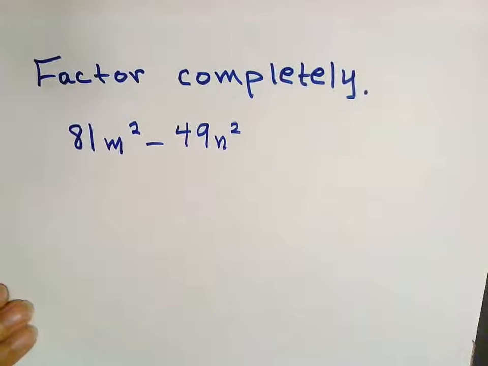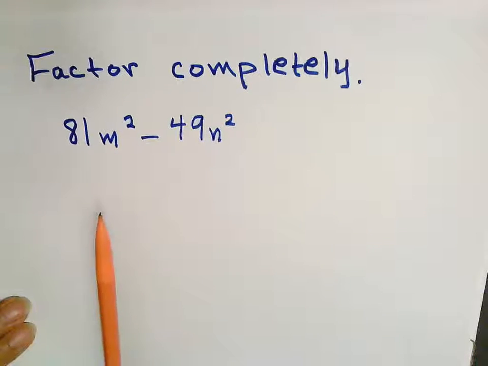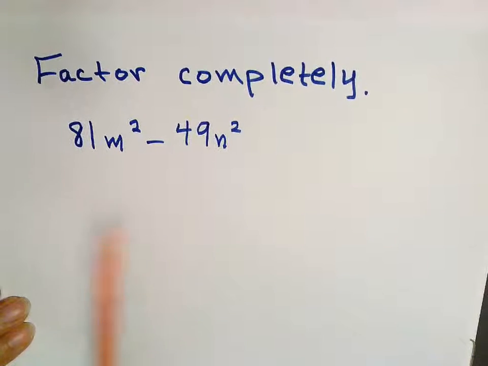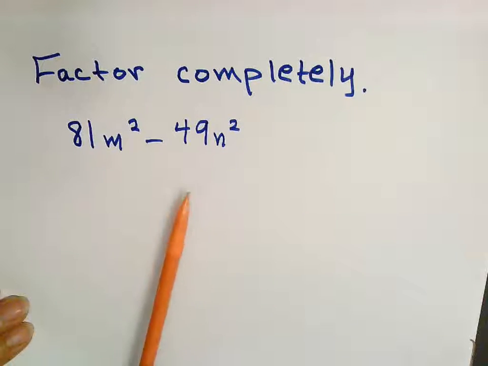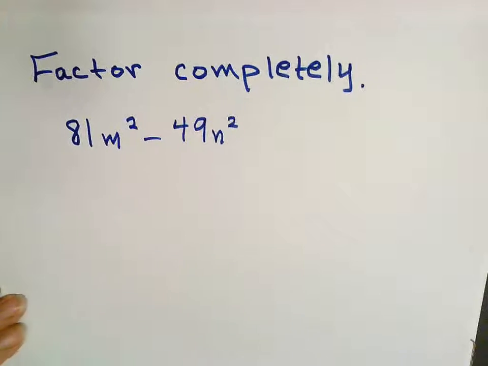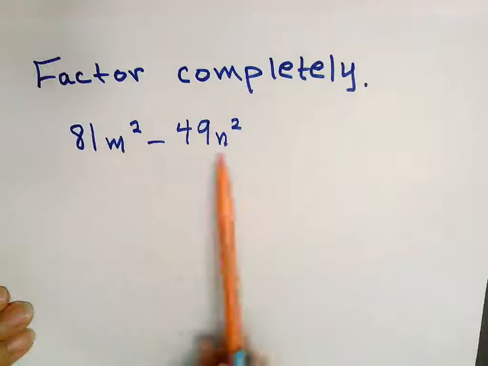So let's look at this problem. When I say factor completely, the first thing I'd like for you to do is see if we can take out a greatest common monomial factor. The greatest common monomial factor here is just a 1, so everything stays the same. Now we have to determine if these two terms are perfect squares.